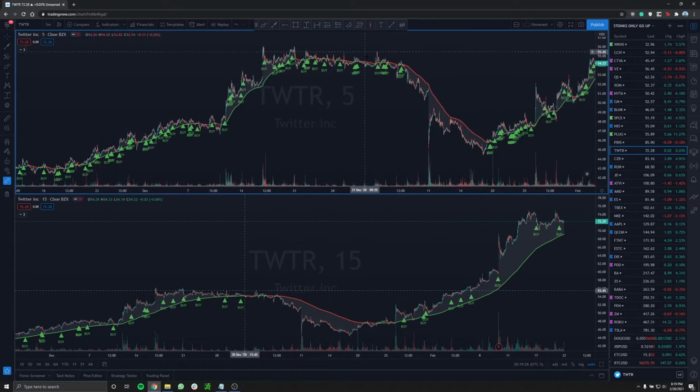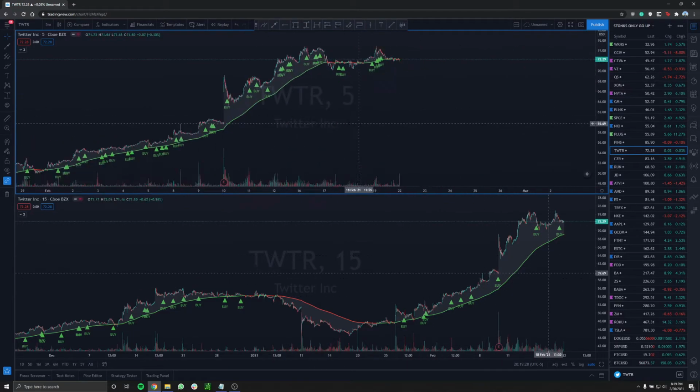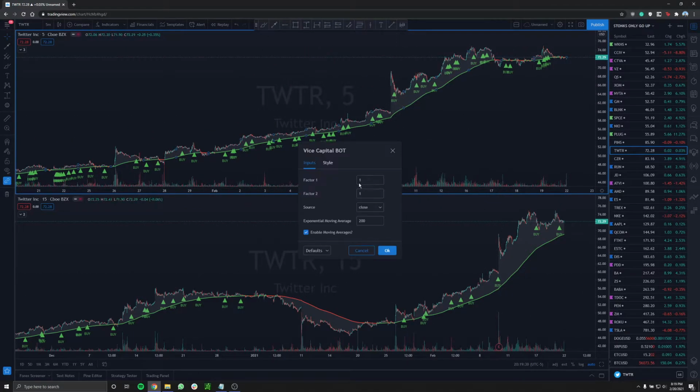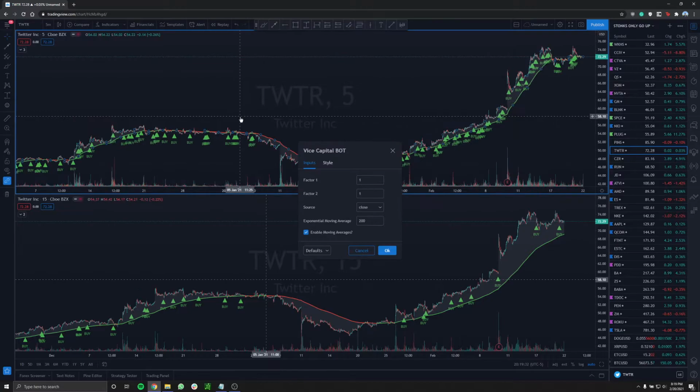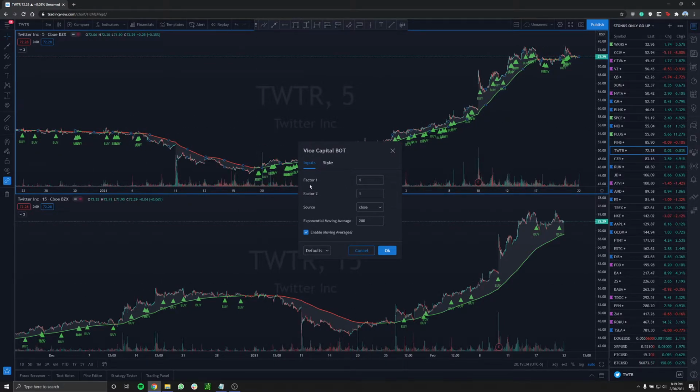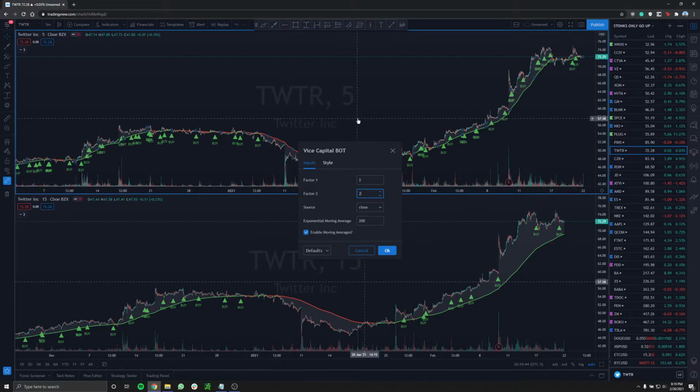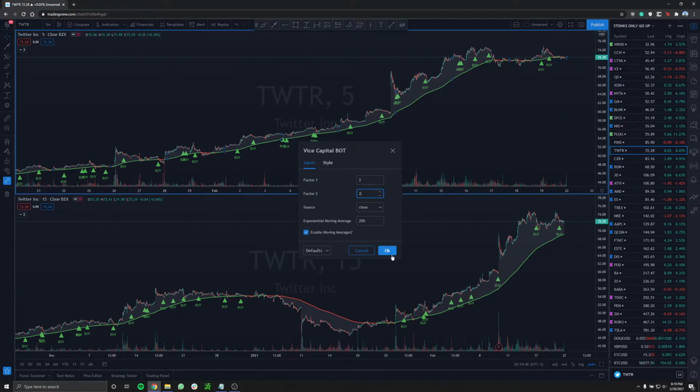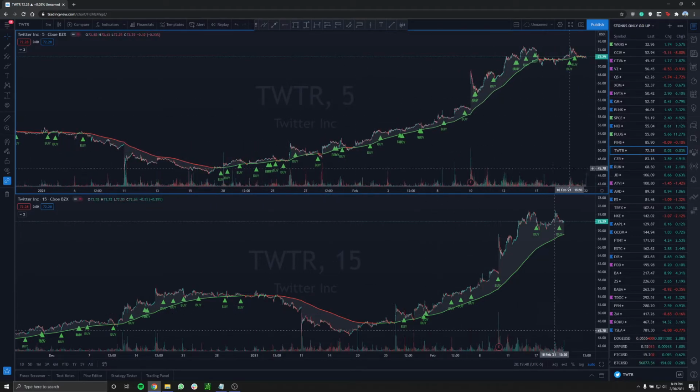As you can see, you usually get a lot of signals. How you can filter them out, by the way, is by incrementing the factors. If you're incrementing the factors, you have to increment two of them, two and two. And you can see that I now get a lot fewer signals, more clear, by the way.